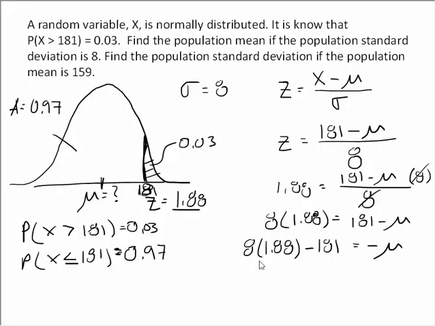Let's do the math now. Where's my calculator? Over here where you can't see it. Oh, look at that fancy Windows 10 calculator. I don't like it. But if I do 1.88 times 8, I get 15.04. 15.04 minus 181 equals negative population mean.